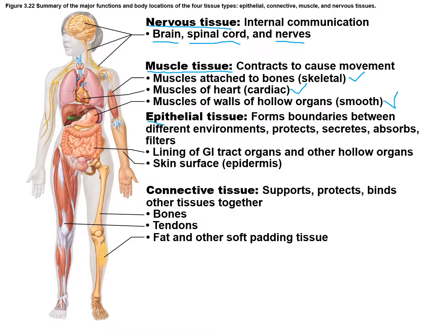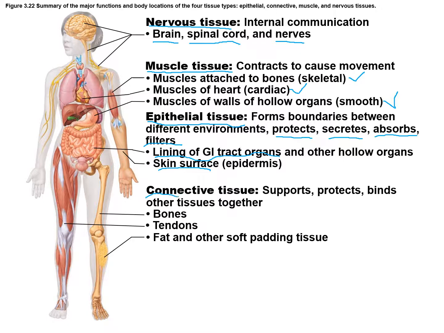The other type of tissue is epithelial tissue, and these form boundaries between different environments. The main role of these is to protect. They can also secrete, like glands, for example. They can absorb, and they can filter things as well. You would find these in the lining of the GI tract and other hollow organs. You will also find these on the surface of the skin, like the epidermis, for example.